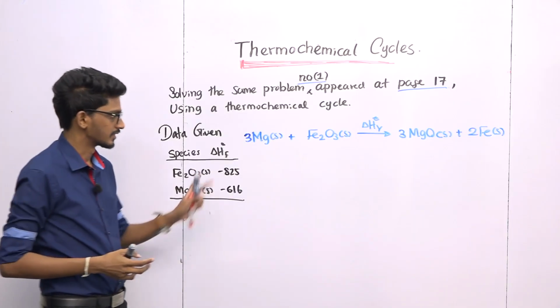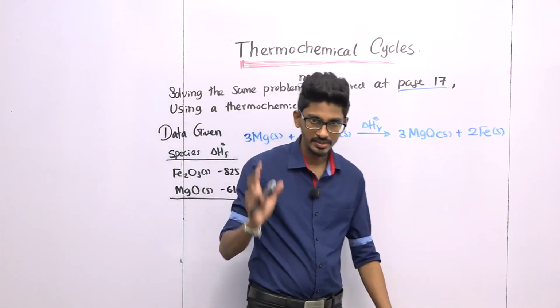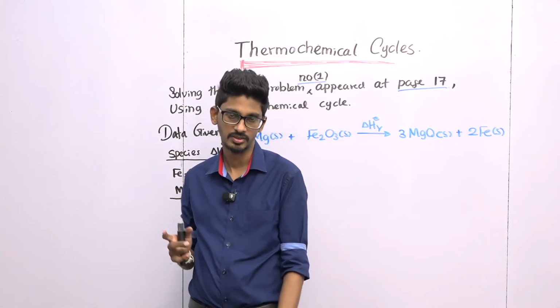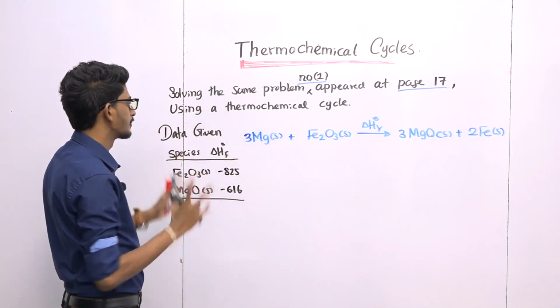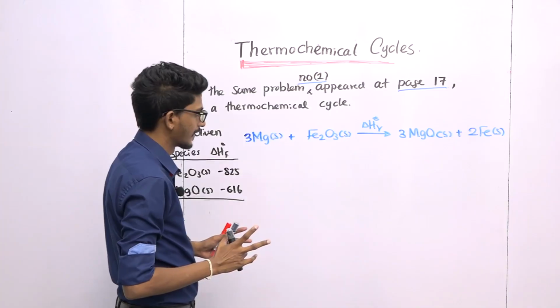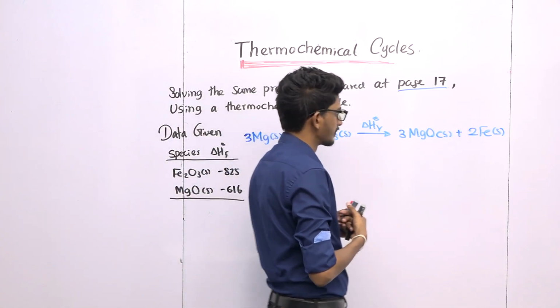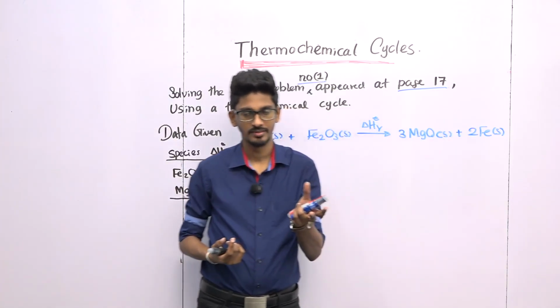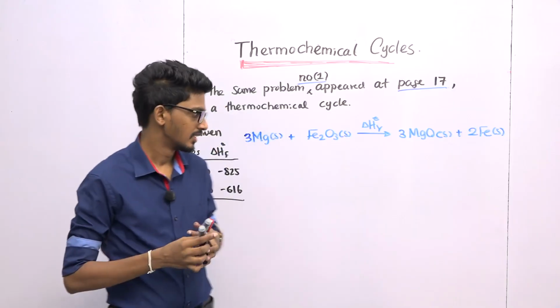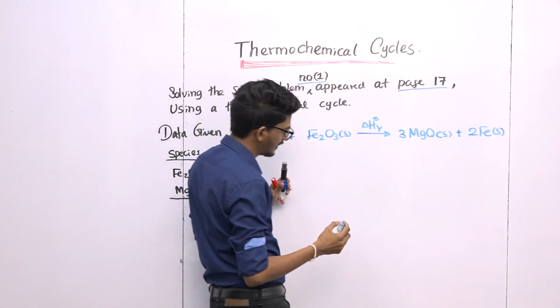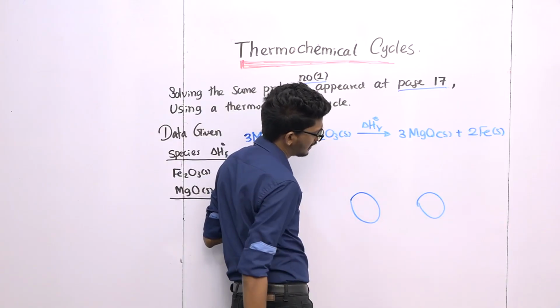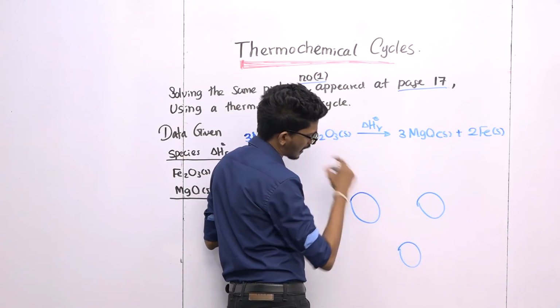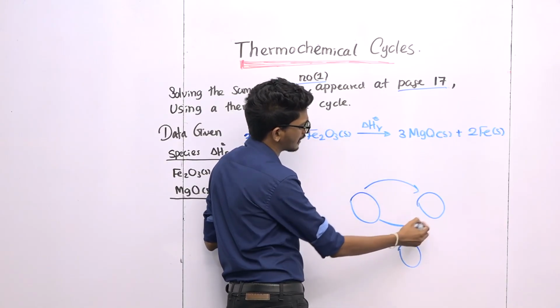Right, the first step is done. Now the second step to follow in constructing a thermochemical cycle. So basically, a cycle should have at least 3 stages. For a cycle, at least 3 stages should be there. This is not a cycle now.